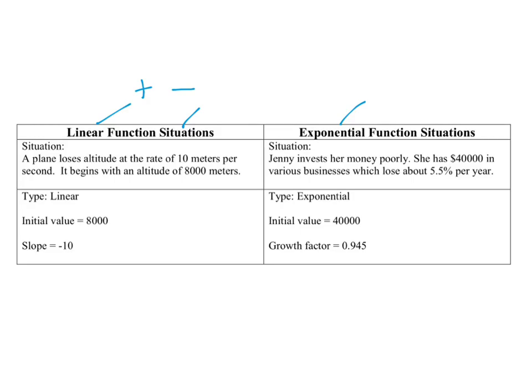Exponential, on the other hand, is where you have to multiply by something every time, or when you have proportional changes. This is things like repeated proportional changes. Yeah, because you can definitely read my handwriting there.